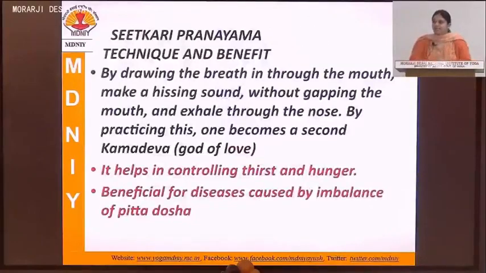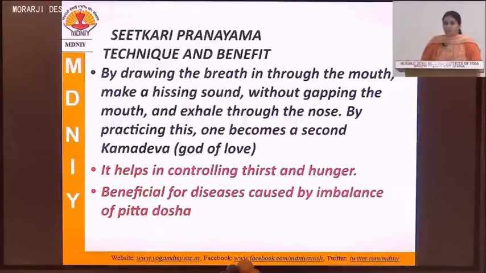Now Seethkari. Kari means you do something, Seeth means you are producing that Seeth sound. So you draw in breath through the mouth in this, making a hissing sound, seeth, without gapping the mouth, okay, like this. You inhale through the mouth, then you exhale through the nose, and it is mentioned in Gheranda Samhita that one can become a second Kamadeva, the god of love, by doing this practice.